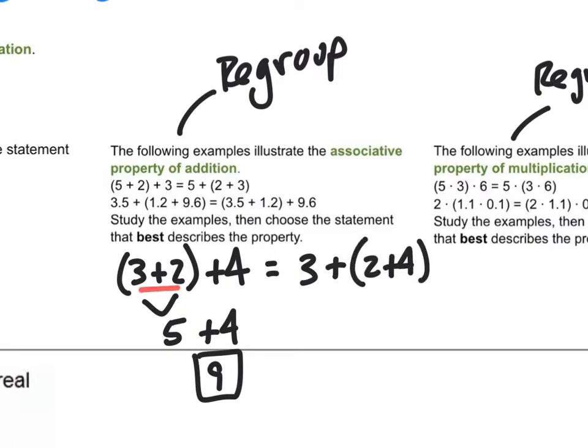Notice how my groupings have changed. I still have the numbers 3, 2, 4 and 3, 2, 4. It's just that I've grouped them in different ways. So then I'm going to get 3 plus 2 plus 4, which is 6. What's 3 plus 6? 9, you get the same thing. That's the associative property.